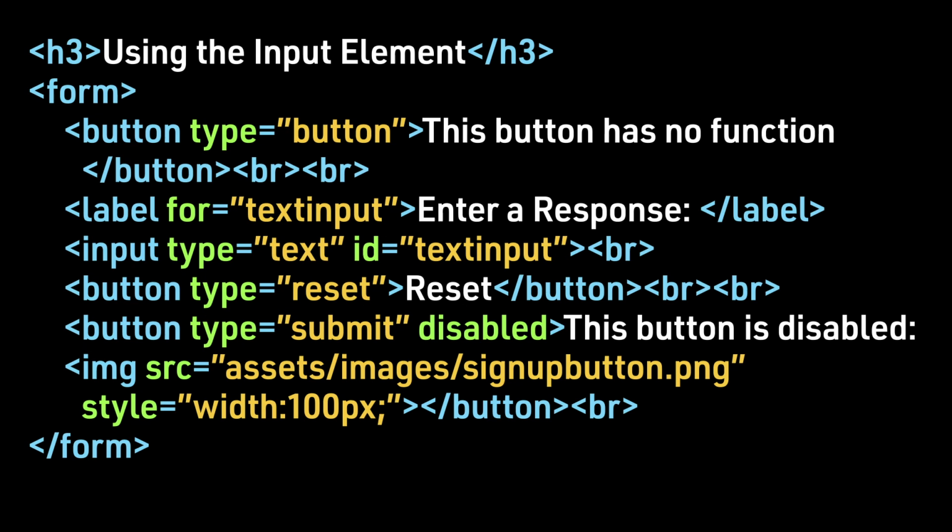Button opening tag, type equals submit in quotation marks, disabled. This button is disabled. Image opening tag, source attribute equals assets/images/sign up button.png in quotation marks. Style attribute equals width: 100 pixels in quotation marks. Button closing tag. Break. Form closing tag.